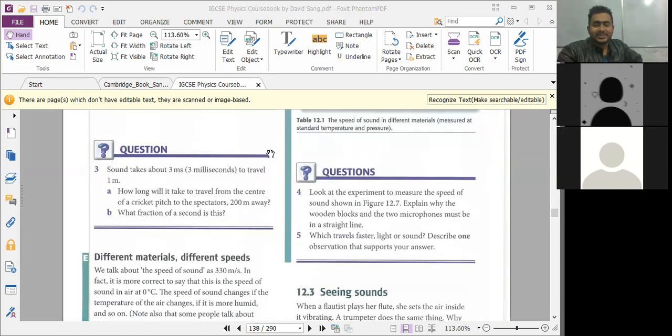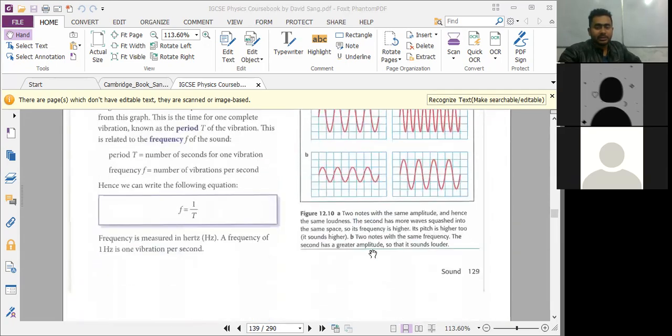Look at the experiment to measure the speed of sound. Which travels faster, light or sound? Of course, light. Right or wrong? Lightning or fireworks. Fatima, Sarwar, Afrin, right or wrong? Right. Tick mark. Describe one observation that supports your answer. During lightning or fireworks, we see the fireworks first, then the sound comes later. It states that sound must be slower than the speed of light. Clear? Next, let's go to question number 6.